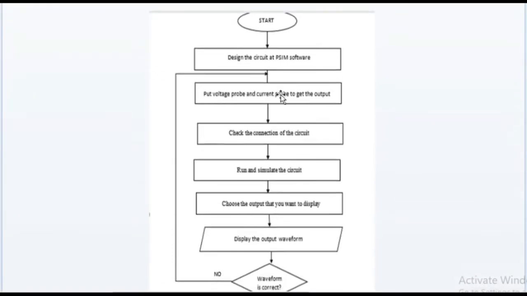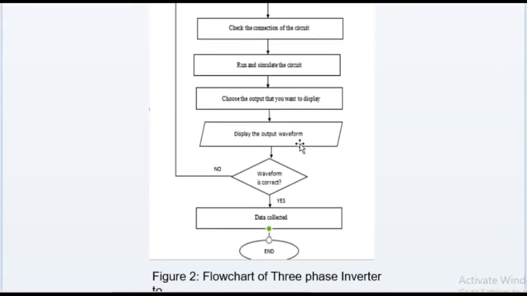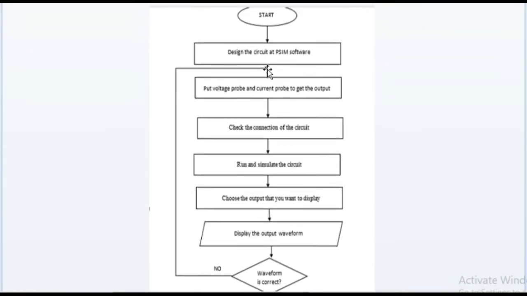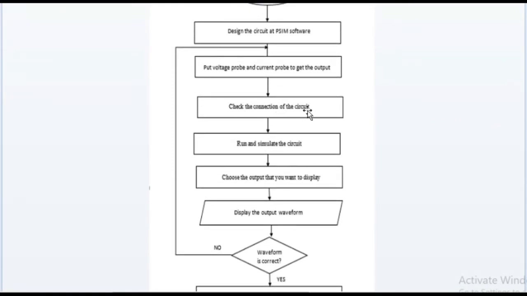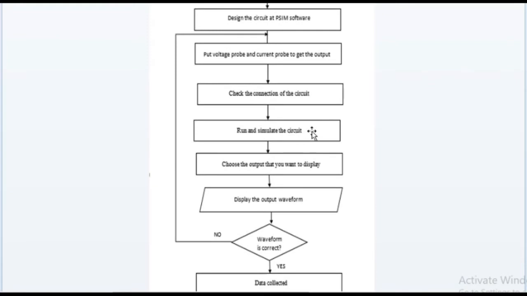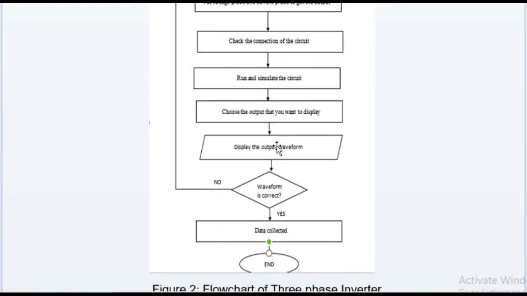Next, this is the flowchart for the 3-phase inverter. First, when we start designing the circuit in PSIM software, we put the voltage probe and current probe and check the connection of the circuit. After that, we run and simulate the circuit. For the output, we can choose what output we want to present. So the output is displayed.